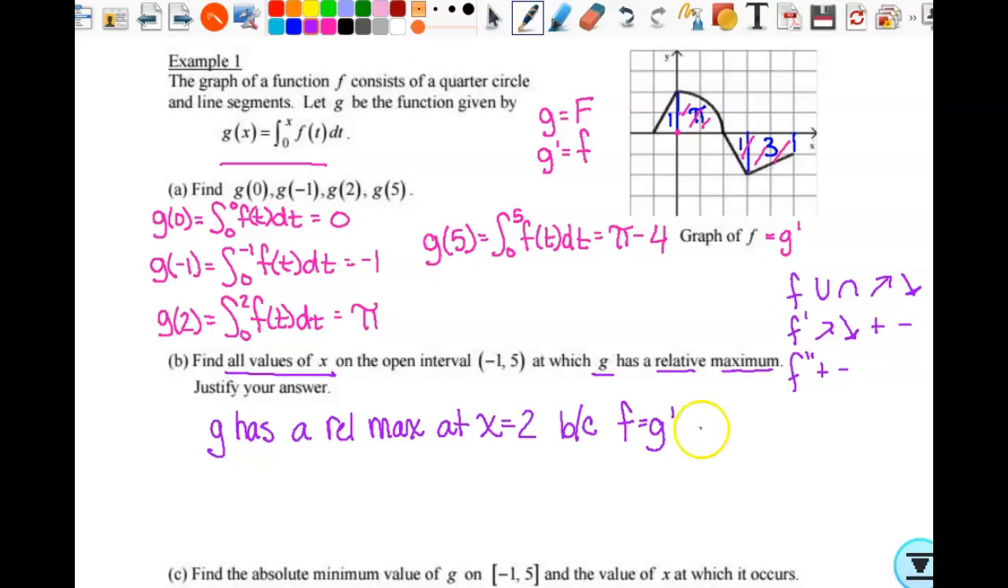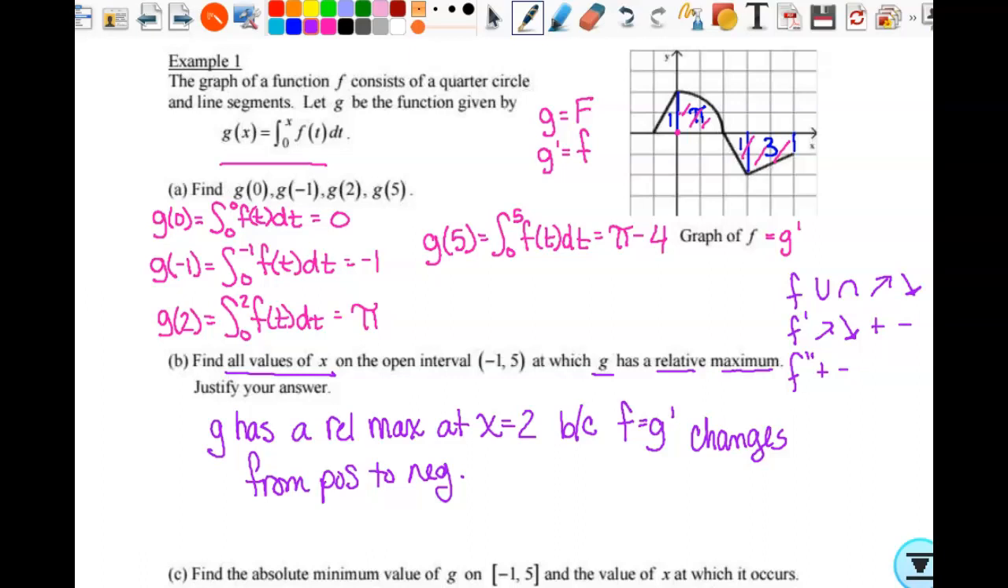g prime, changes from positive to negative. We okay with that? What questions we got?